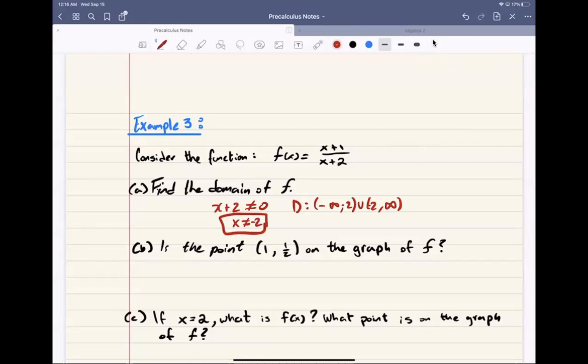What this means is you're going to plug in 1 for our x. This is our x and this is our y, our f of x. So we're saying 1/2 is going to equal 1 plus 1 over 1 plus 2. I put parentheses around our ones because that's where our x would normally be. So we're replacing our x with that number, right? If we evaluate this, you get 1/2 is equal to 1 plus 1 is 2, over 1 plus 2 is 3. This is not an equal statement, so no, the point is not on the graph of the function.